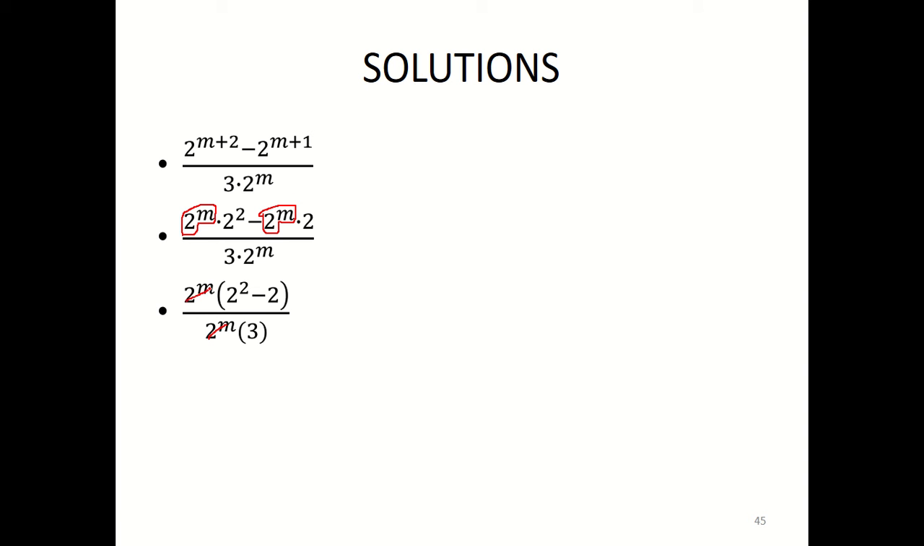I can simply cross those out. I will be left with, in the numerator, 4 minus 2, and in the denominator I'll be left with 3. 2 squared is 4, please remember that. My final answer will just be 2 divided by 3.